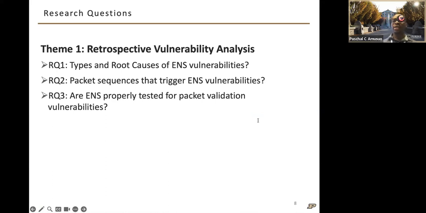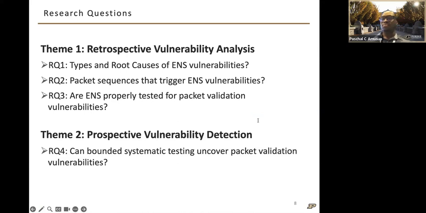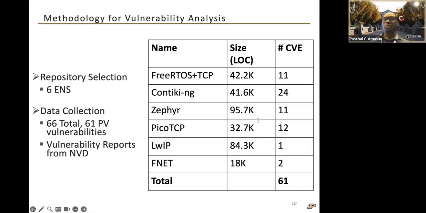In order to properly understand and detect these ENS vulnerabilities, we define the following 4 research questions. First, we study the ENS vulnerabilities and identify their characteristics. With our results and findings, we design a bounded systematic detection tool that is capable of detecting these ENS vulnerabilities. So the first part, here is our methodology. We selected 6 ENS with different and diverse characteristics. Next, we collected and analyzed 66 vulnerability reports related to the selected ENS from the NVD.